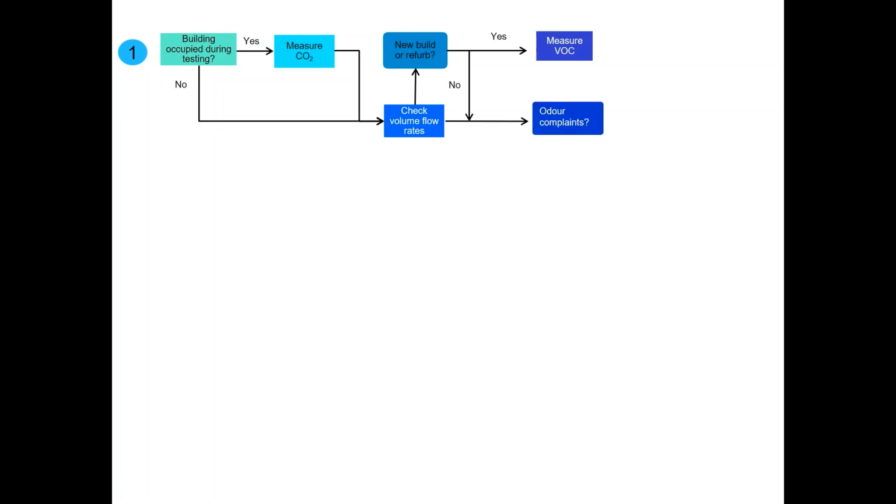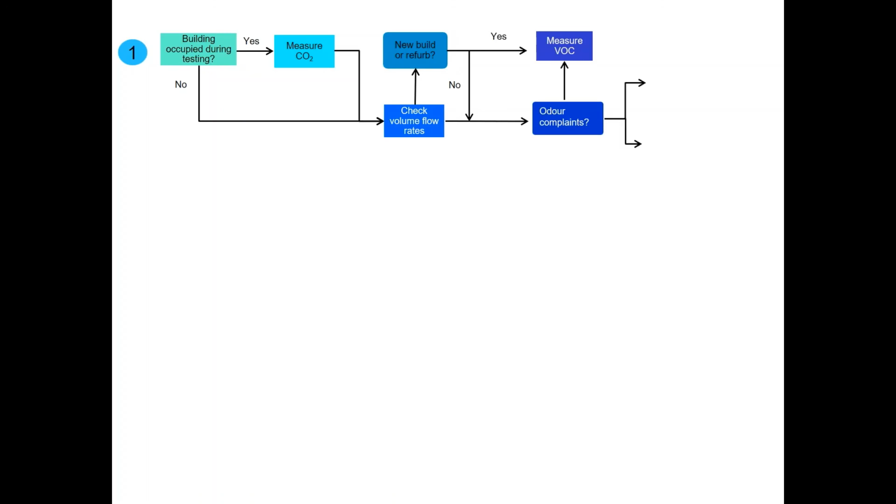So if we would like to measure the air quality in a building and we would like to know where to start, we could follow these 4 areas. If the building is occupied during testing, we could measure for CO2. And if it's not, we can check the volume flow rates of the building. The next step would be, if the building is new or refurbished, we could measure for VOCs, because it's a contaminant that we will probably find.